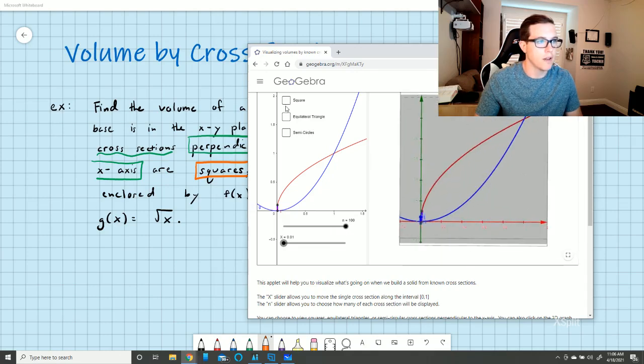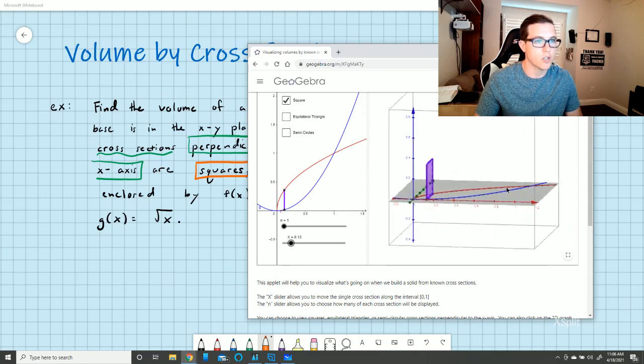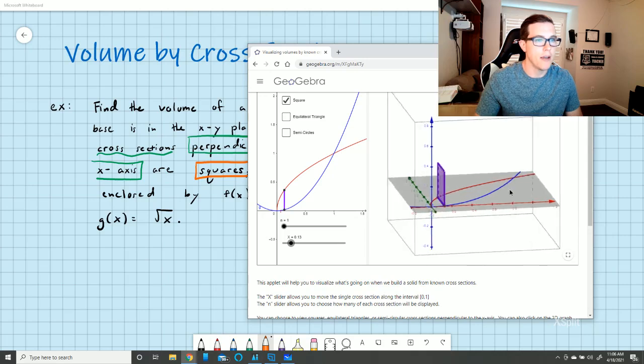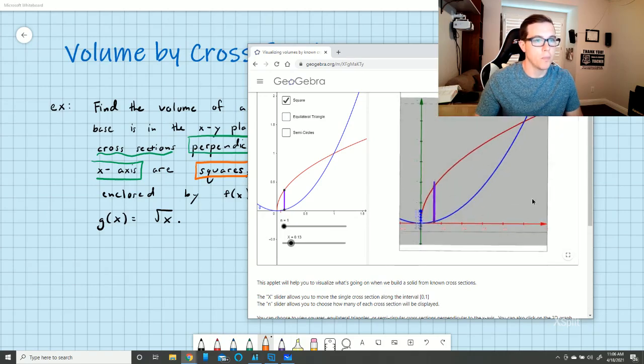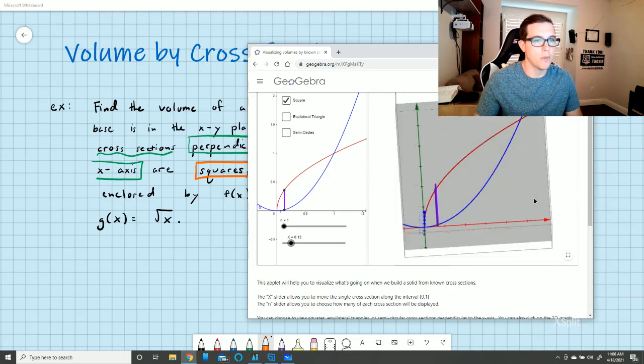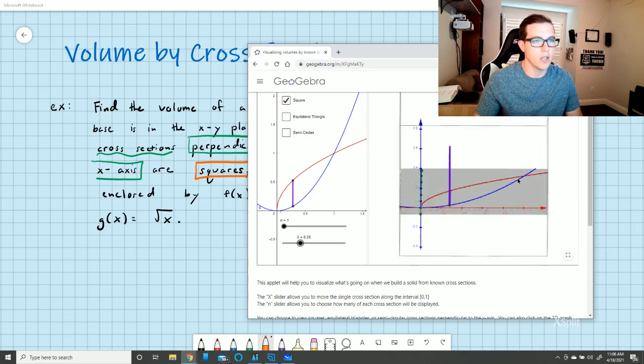But let's see if I click square. I think I can show you one of them. If you look, ready? Lay it flat. You see how that's one square popped up at you? Imagine there's a square at every single cross section of this. So notice also that it's perpendicular. That square is perpendicular to my x-axis. This is the x-axis. That square is sticking up at me perpendicular. And there's a bunch of them. So imagine there's a ton of them all side by side.